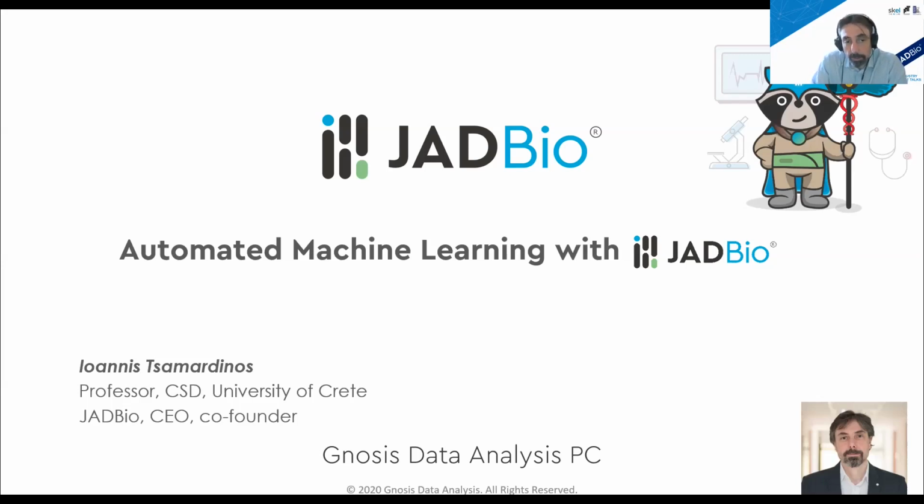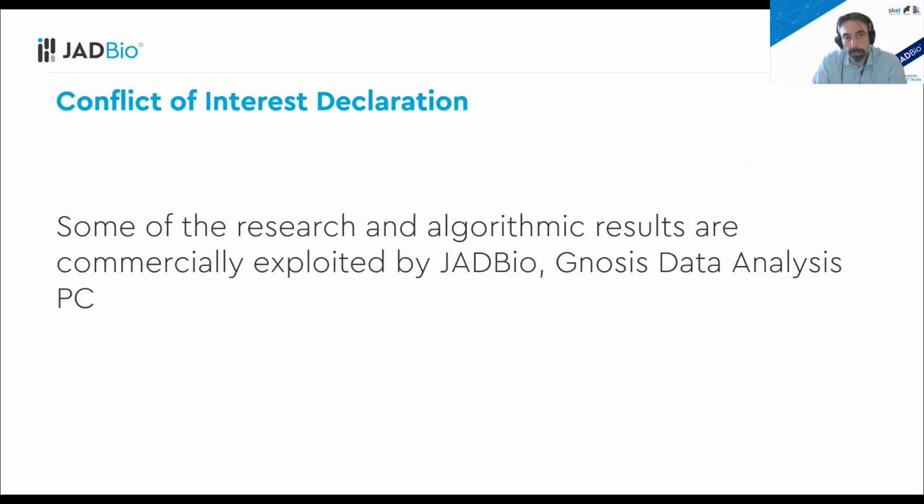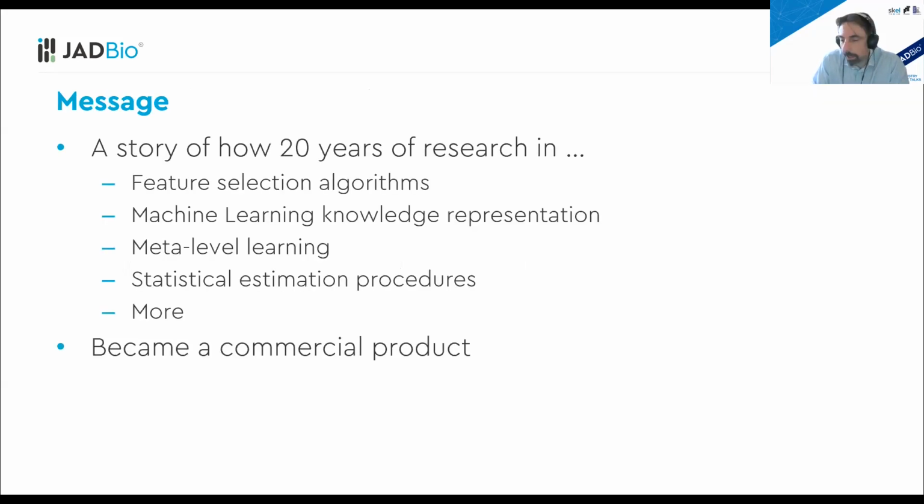I'll be discussing the automated machine learning efforts that we have, what it is and the problems that it solves, and particularly how we constructed a commercial platform called JADBio, employing our research all of these years into the product. Of course, I need to declare there's a conflict of interest as these algorithms are being commercially exploited. Keep this in mind. And essentially, I'll be presenting technically how 20 years of research in various aspects of AI, like feature selection and machine learning, knowledge representation, meta-level learning, statistical estimation techniques, and others, actually become a commercial product.